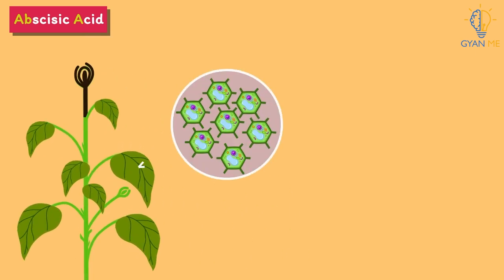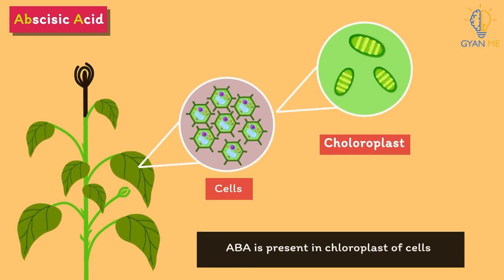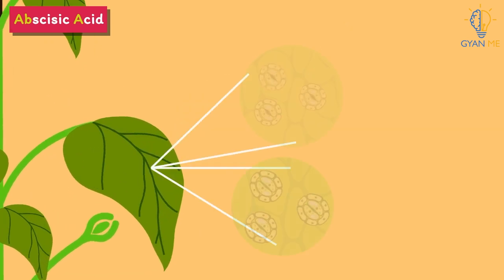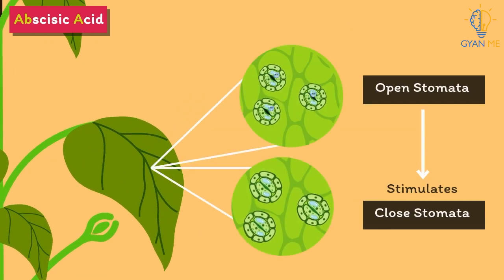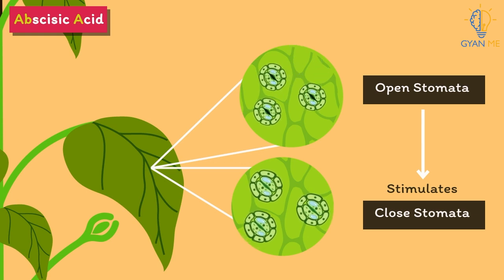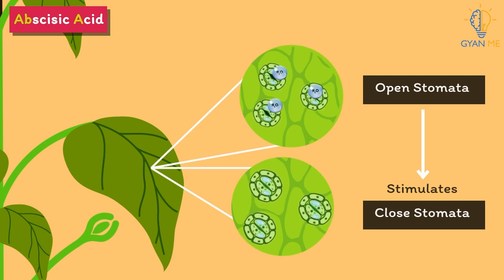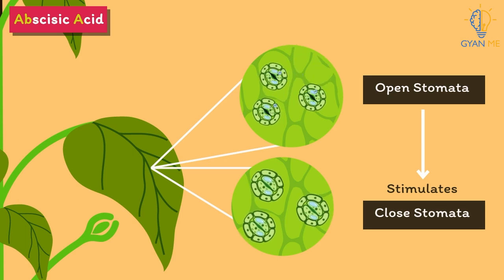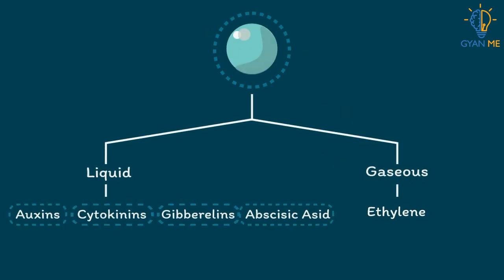Abscisic acid is present in the chloroplast of plants. Abscisic acid stimulates the closure of stomata in the chloroplast and thus reduces the rate of transpiration in water stress and drought conditions. Now, let's see the other growth inhibitor hormone called ethylene. Unlike other plant hormones, ethylene is a gaseous hormone.